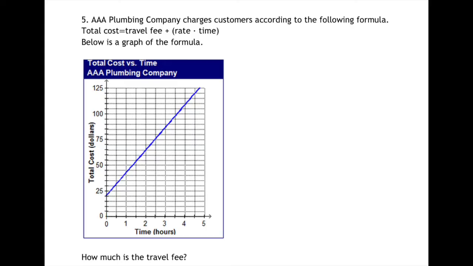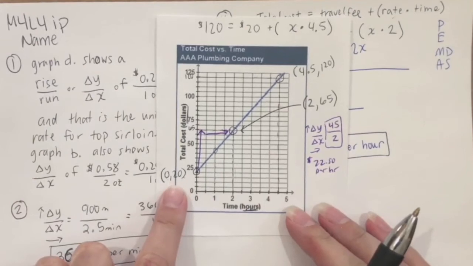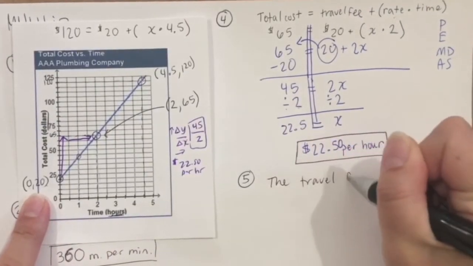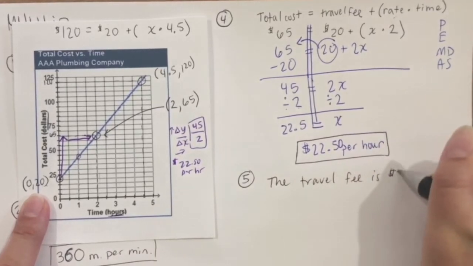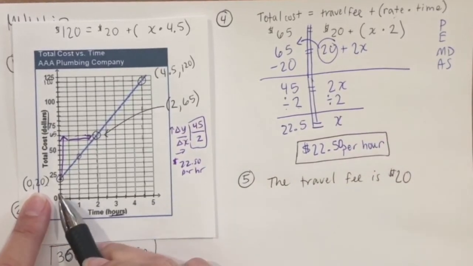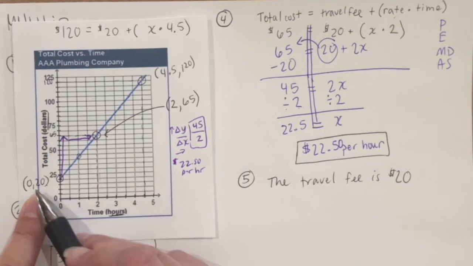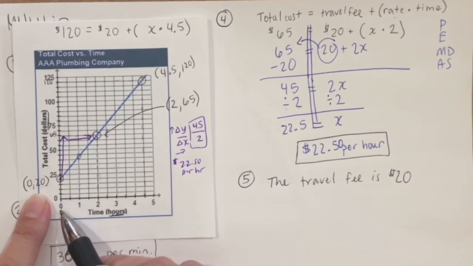AAA Plumbing Company charges customers according to the following formula. Below is a graph. How much is the travel fee? Oh, well, we already figured that out on the first one. The travel fee is $20. We need to say why. How do we know that? We know that because at 0 hours, they are already getting charged $20. The customer is already getting charged $20 even though the person hasn't done anything yet. All they did was show up. So that's what we're going to say.